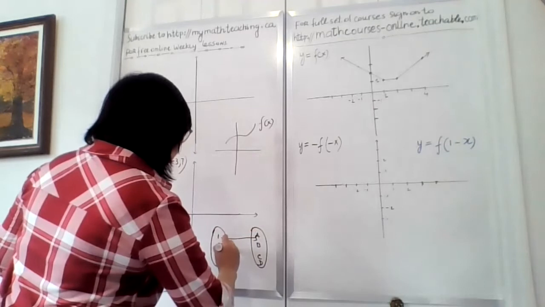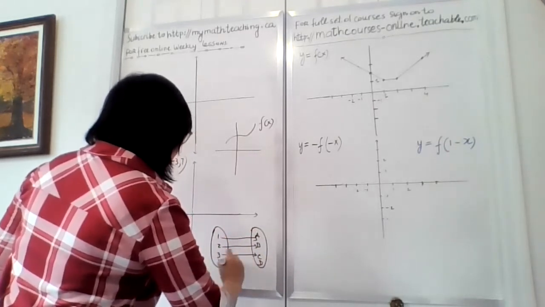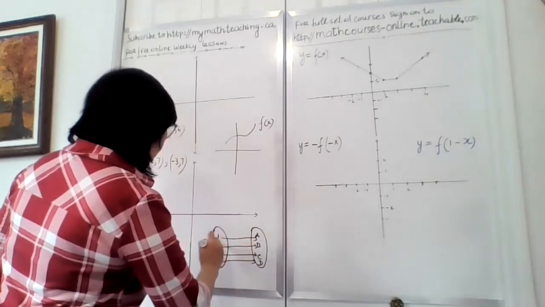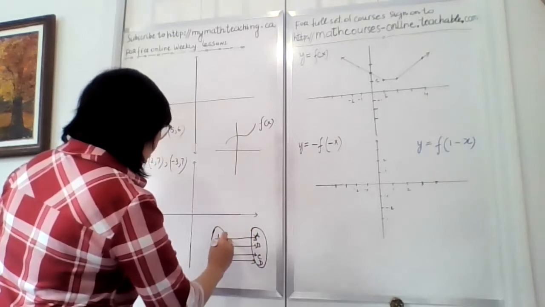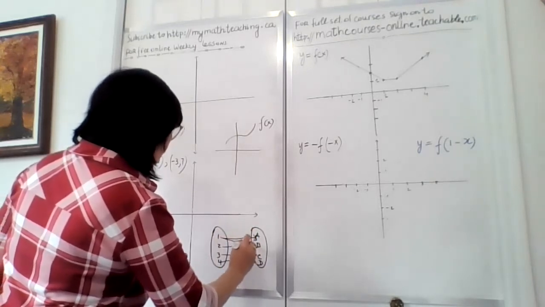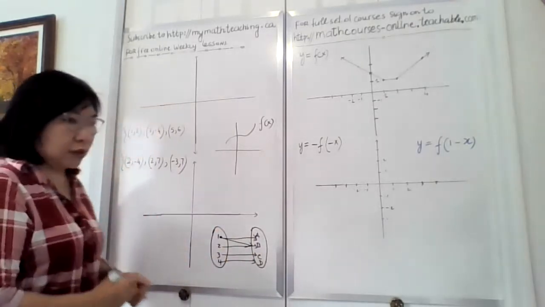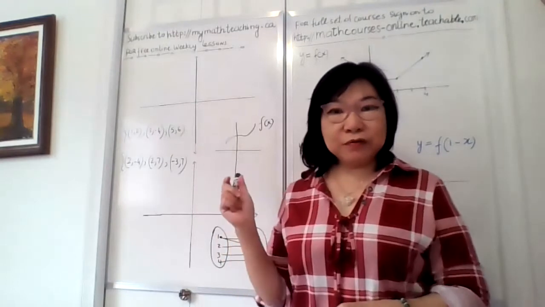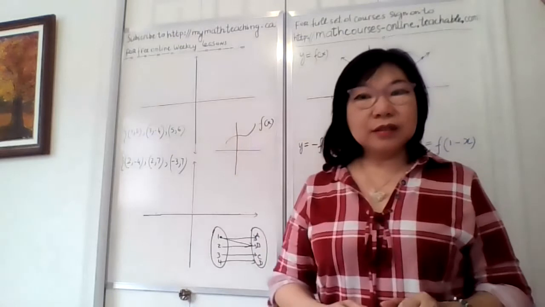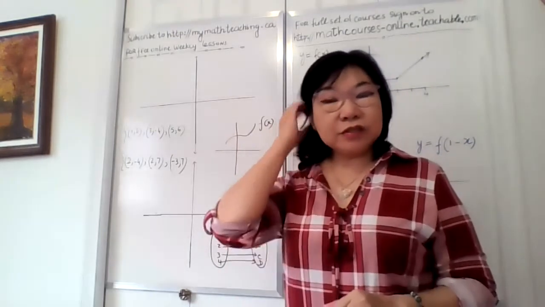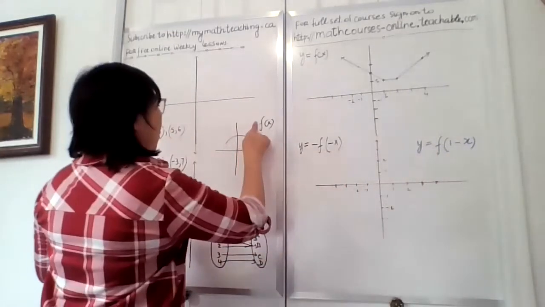So how do we identify a function through all of this? Let me review for you. If you have any graph like this, the easy way to identify a function is using the vertical line test.